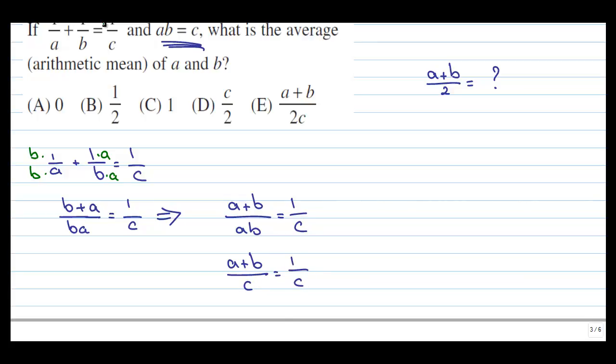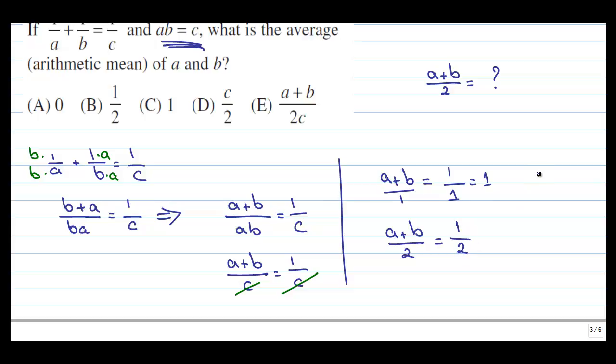By doing this, you can simply cancel out C from both sides. Alright, that's great. So you have A plus B equal 1 over 1, which is 1. We want A plus B over 2. So what do we do? We divide both sides by 2. So I'm going to divide the left one by 2, and I'm going to divide the right one by 2 also. So it's 1 over 2. So here I'm dividing both sides by 2. Alright, so the answer will be 1 over 2, which is half. And that would be choice B.